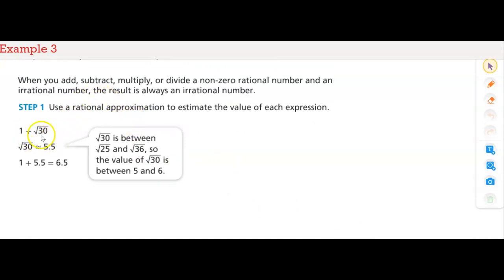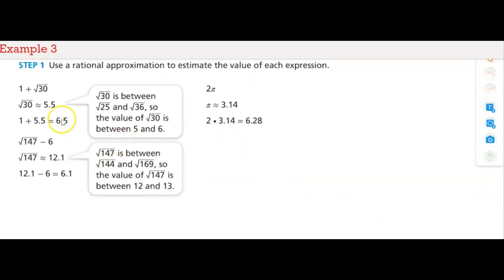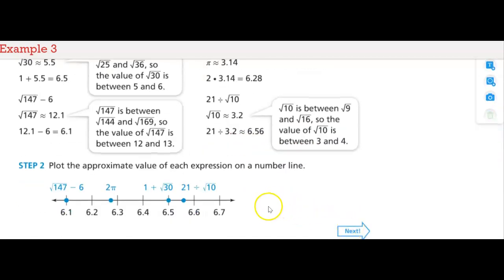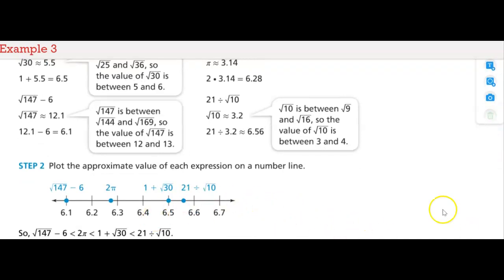So we have 1 plus the square root of 30. You have to find the square root of 30. It's about 5 and 5/10, and then you add. And so then we have 2 pi. So we do 2 times 3.14. Then you have the square root of 147 minus 6. That's about 12 and 1/10 minus the 6. And then you have 21 divided by the square root of 10, and the square root of 10 is approximately 3 and 2/10. So 21 divided by 3 and 2/10 is approximately 6 and 56/100. Then you plot these on a number line, and then you could order them based on how they're on the number line.